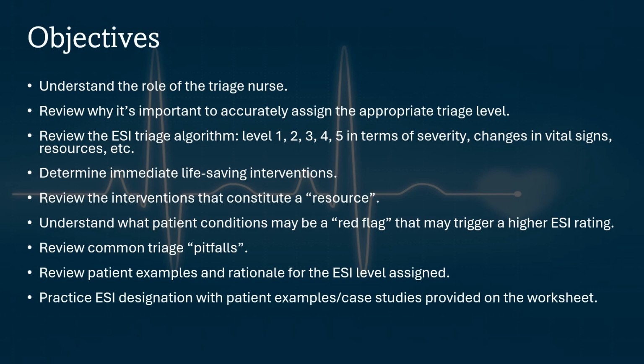The objectives of the course are really to understand the role of the triage nurse, review why it's important to accurately assign the appropriate triage level, review the ESI triage algorithm levels 1 through 5 in terms of severity, changes in vital signs that could be problematic, and looking at resources. We want to determine immediate life-saving interventions, review the interventions that could constitute a resource, understand what patients' conditions might be red flags that could trigger a higher ESI level rating, look at some common triage pitfalls, review some patient examples and rationale for the ESI level assigned, and then practice ESI designation with patient examples and case studies provided on the worksheet.